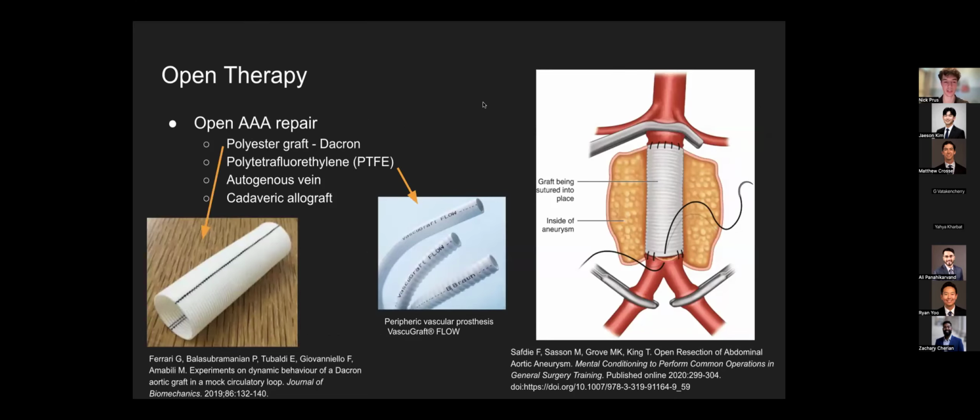I want to briefly mention open AAA therapy. These are just some of the different grafts that are used. So polyester graft, you can use a polytetrafluoroethylene graft. Veins can be used. I think the most common vein that's used is the FemPop. And then also a cadaveric allograft can also be used in select patients.